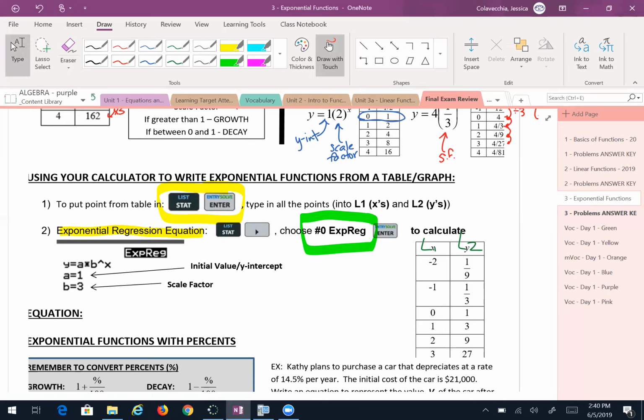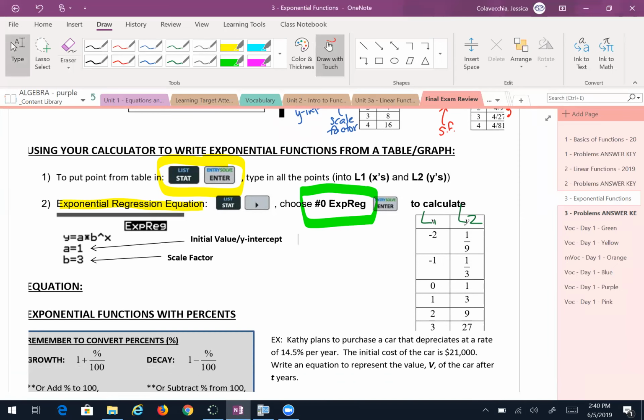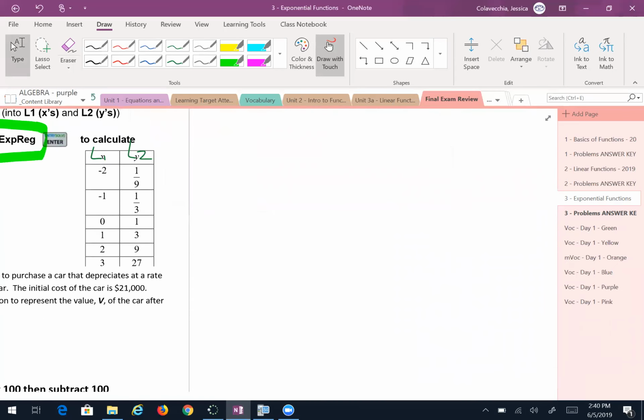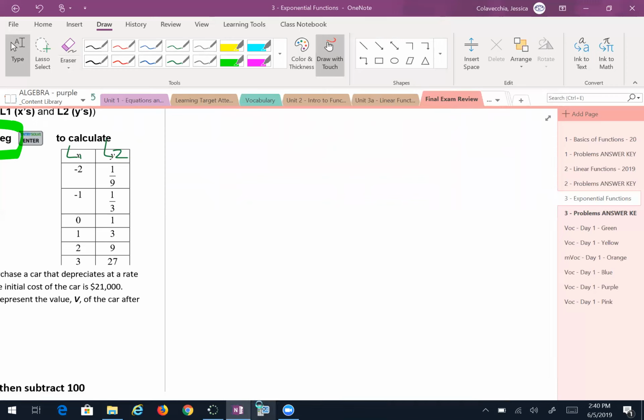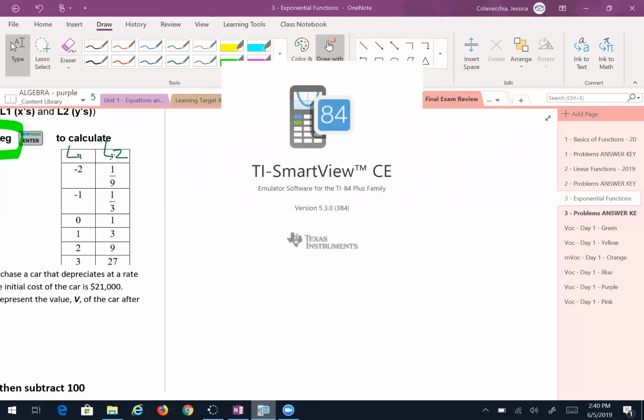All right, so I'm going to do this real fast. Everybody do this with me. Go into stat edit and type in your table.